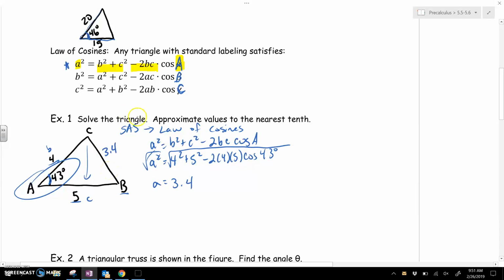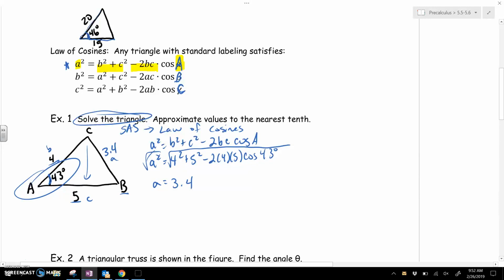Having said that, it's asking me to study the triangle. So finding side length A was the thing that I would use the law of cosines for. When I use this, I can now use the law of cosines again, because I do have side, side, side to find one of my angles.